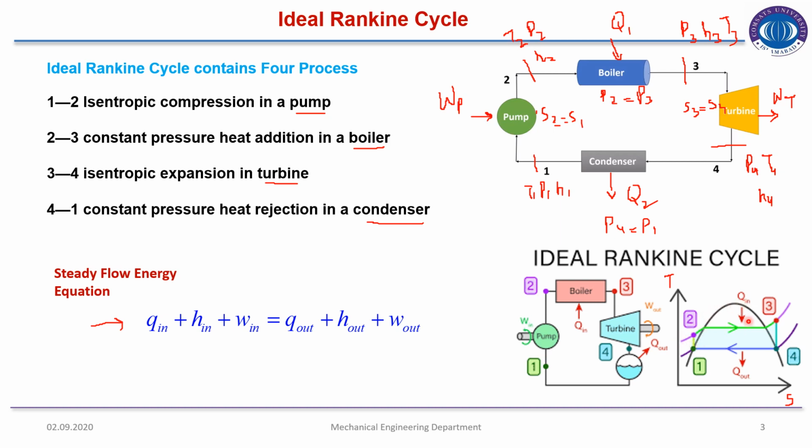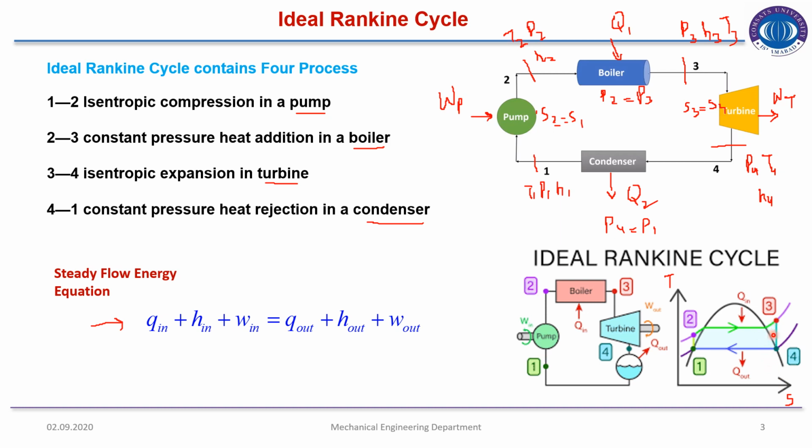So heat will be added, and initially it is in the liquid phase. As the heat is added, it will move to the saturated liquid. When more heat is added, this is the phase change process from saturated liquid to saturated vapor. And at state 3, the working fluid is in the superheated region.